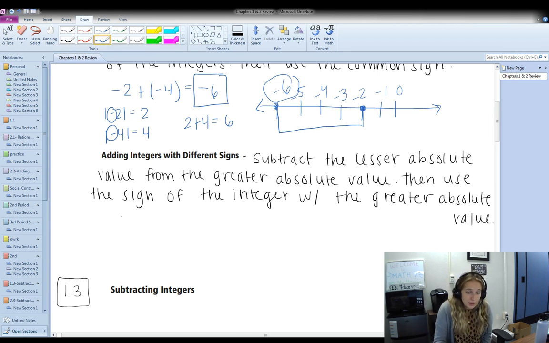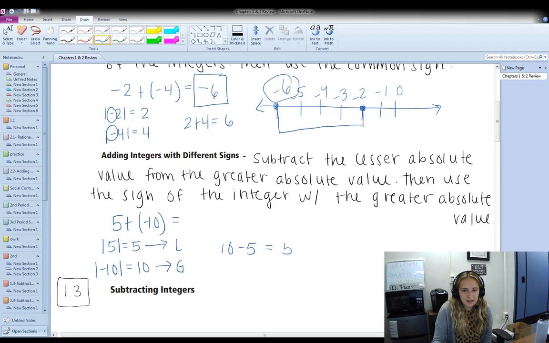So if you have 5 plus negative 10, okay? One's positive, one's negative. So you take the absolute values of both. That gives me 5. Absolute value of negative 10 is 10. You decide which one's greater. Well, I know 10's greater. This 5 is lesser. You subtract the lesser one from the greater one. So 10 minus 5, I know that's just going to give me 5.